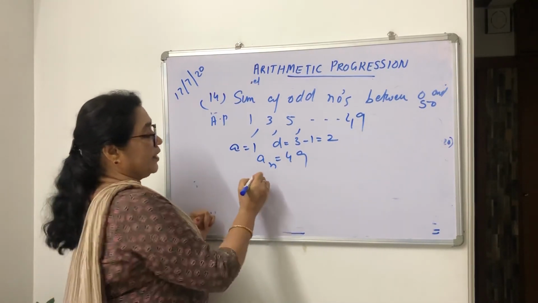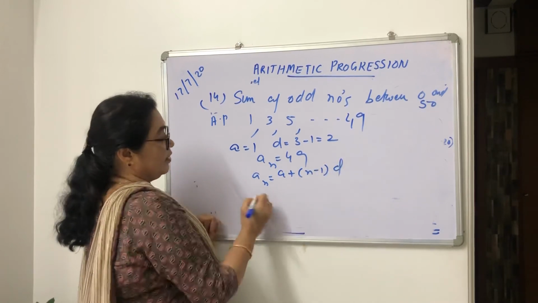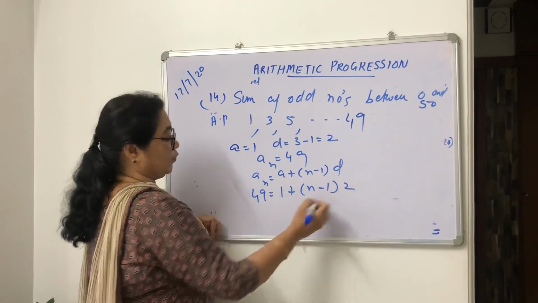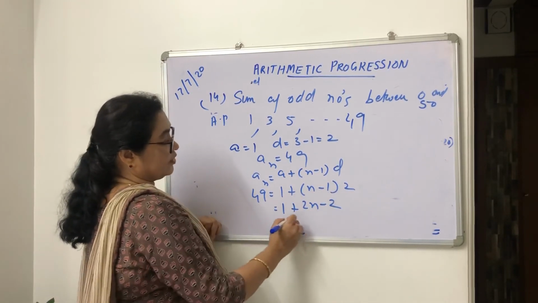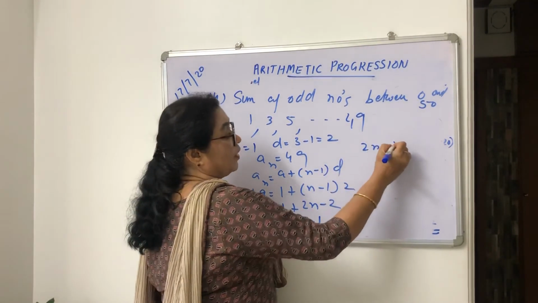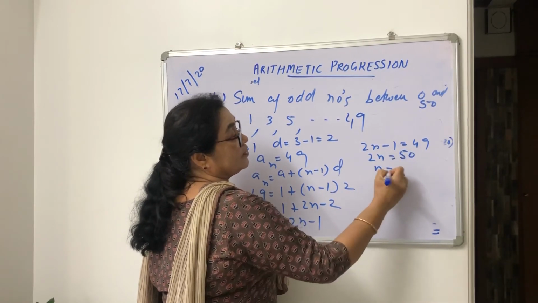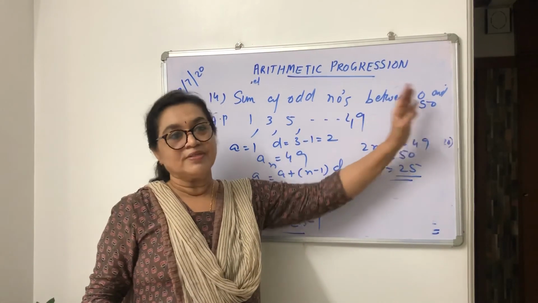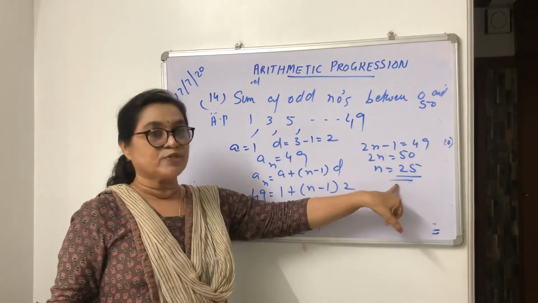We find out n. An is A plus n minus 1 into D. 49 equals 1 plus n minus 1 into 2. 1 plus 2n minus 2, that is 2n minus 1. 2n minus 1 is 49. So 2n is 50, n is 25. Otherwise also you know in 50 numbers, odd numbers are 25. But this is the method of finding using the formula.